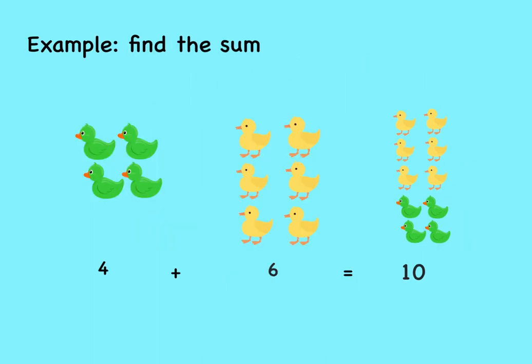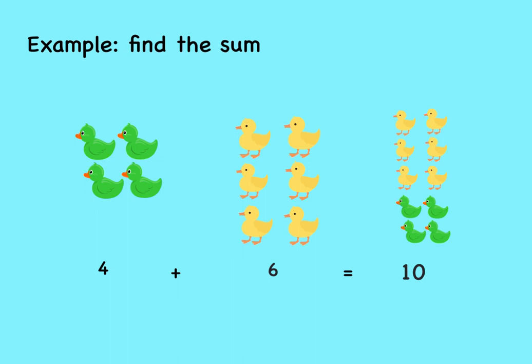Here's another example of finding the sum with our same duck friends. Here we're starting with the green ducks first. We have 1, 2, 3, 4. 4 green ducks. Then we have the yellow ducks. 1, 2, 3, 4, 5, 6. 6 yellow ducks. If we add the 4 green ducks plus the 6 yellow ducks, we can see that it equals 10 ducks total.